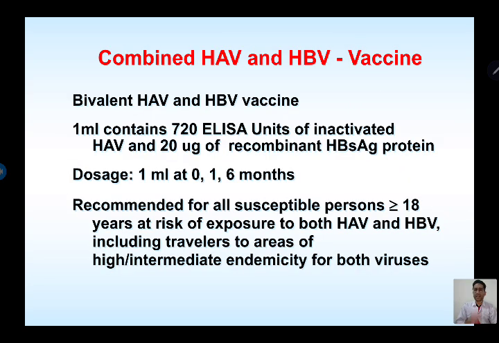Combined hepatitis A and hepatitis B vaccine. Bivalent hepatitis A and hepatitis B vaccines. 1 ml contains 720 ELISA units of the inactivated hepatitis A vaccine and 20 micrograms of the recombinant hepatitis B surface antigen protein. Dose is 1 ml at 0, 1 and 6 months.